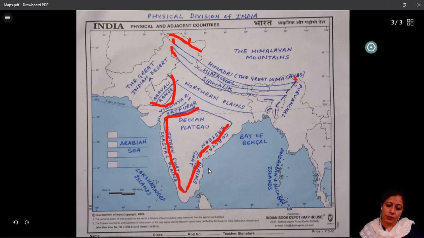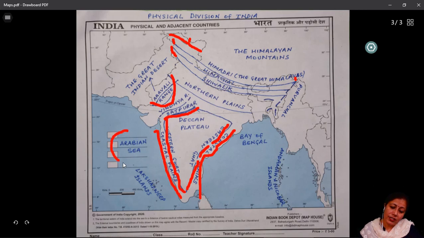Now move towards the coastal plains. These are the coastal plains which are near the sea areas, the coastal area. This area is called the Eastern Coastal Plain. Here you have to write coastal plain. Sorry, this is the Western Coastal Plain, and here this part is the Eastern Coastal Plain. You have to write coastal plain here and coastal plain here. This is the area which is created by the coasts of this sea.